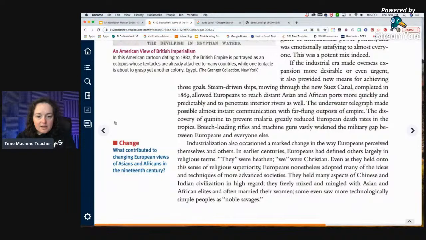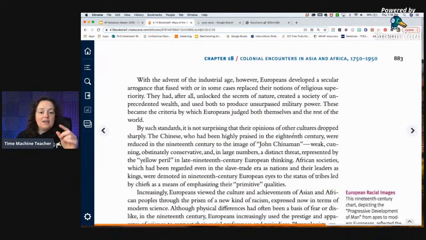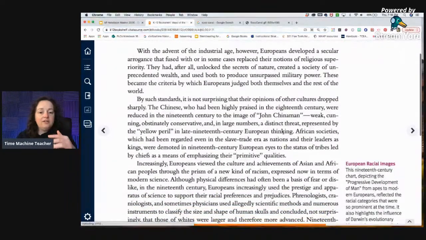So it says they were adopting ideas and techniques from these other societies, and they were intermingling with some of the elites, but notice it was just the elites that they were mingling with, okay? Now they're going to start being a little bit more high and mighty, or a little bit more superior, because of what's taking place here.